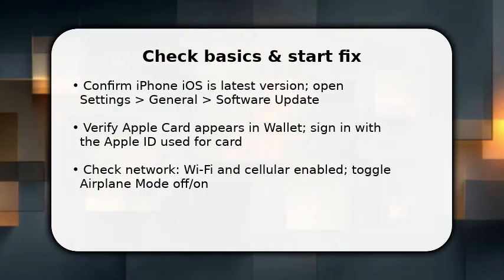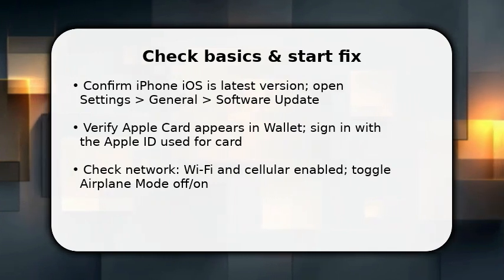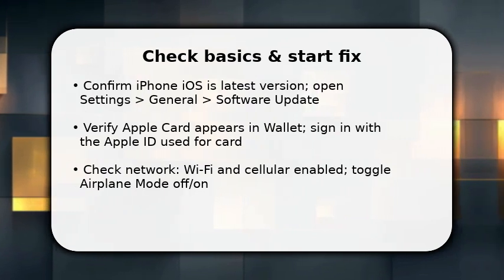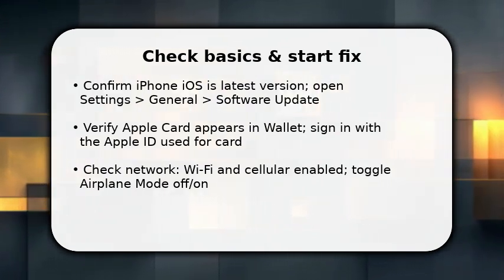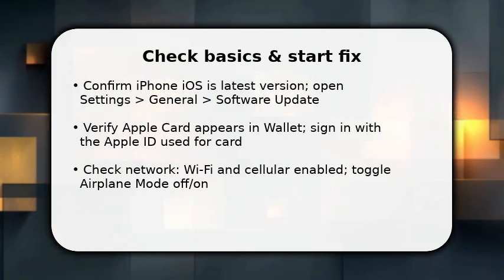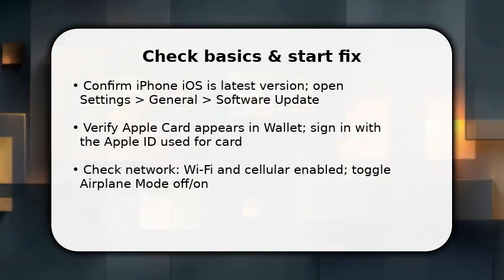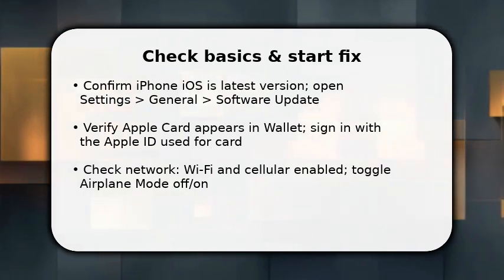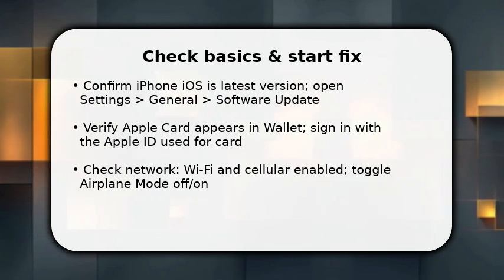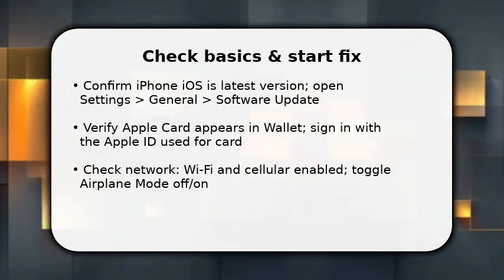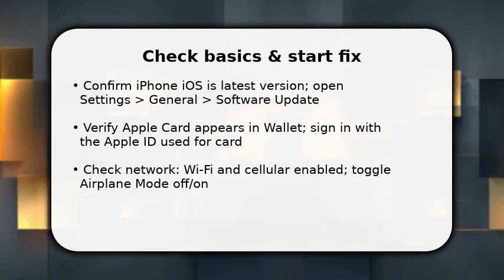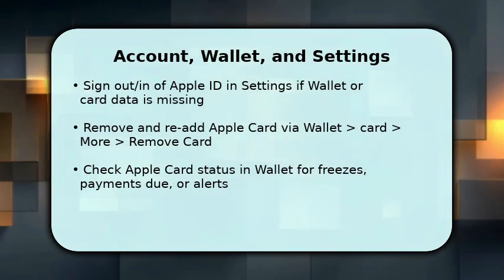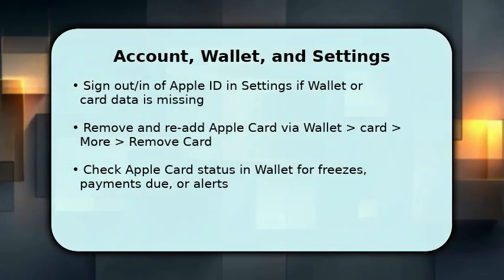You begin by confirming essential items so the troubleshooting is effective. First, make sure your iPhone is running the latest iOS, because many wallet and card issues stem from outdated system components. Next, open Wallet and confirm the Apple Card is present and you're signed into the correct Apple ID. If not, sign in now. Finally, verify network connectivity. Switch Wi-Fi and cellular off and on, and toggle airplane mode briefly to refresh network registration before proceeding.